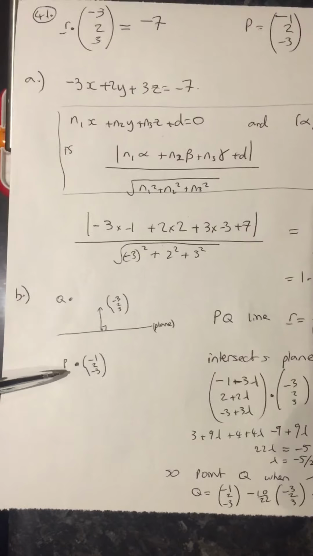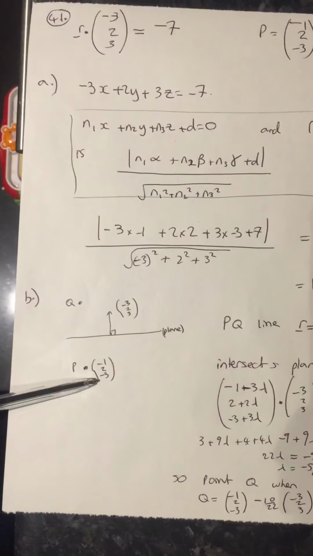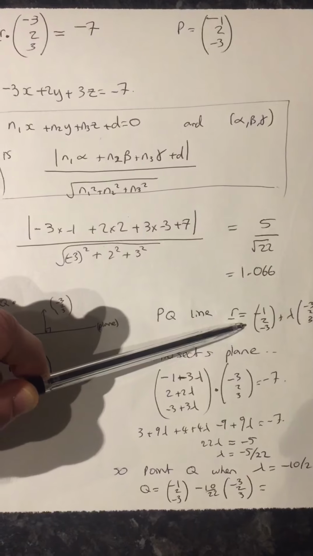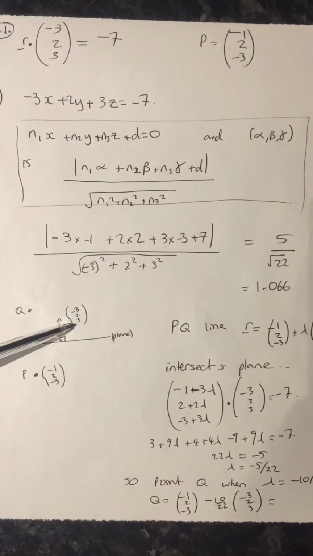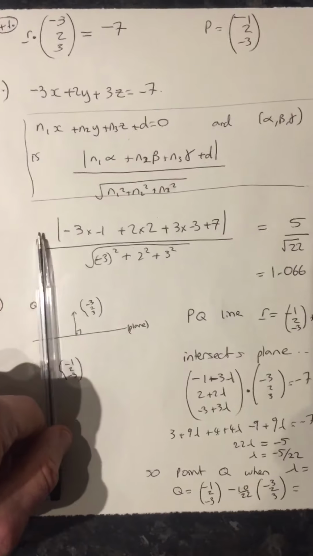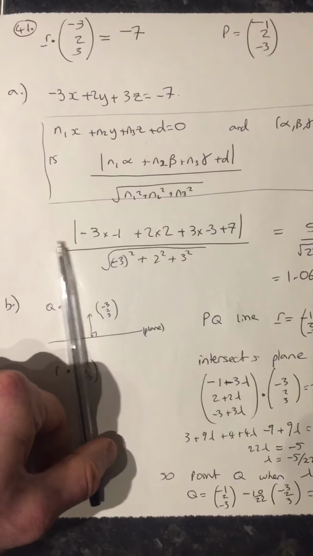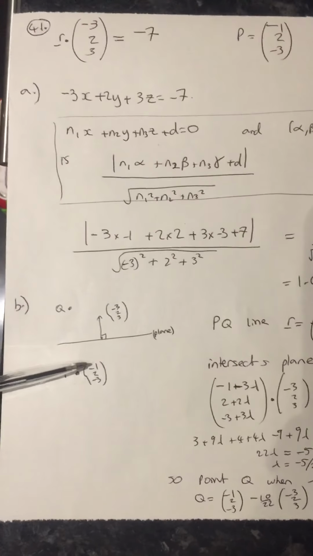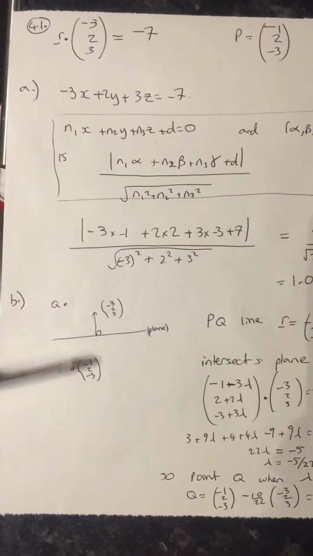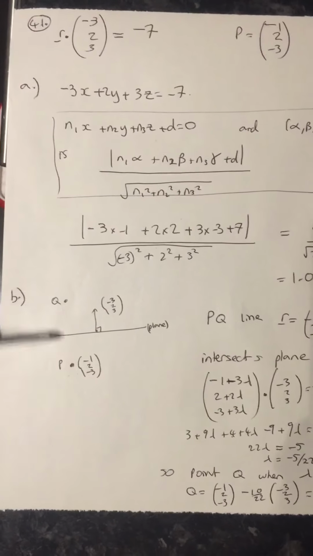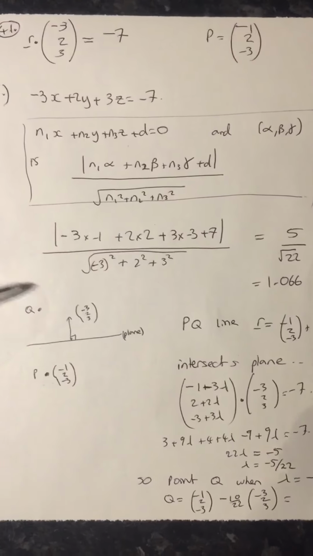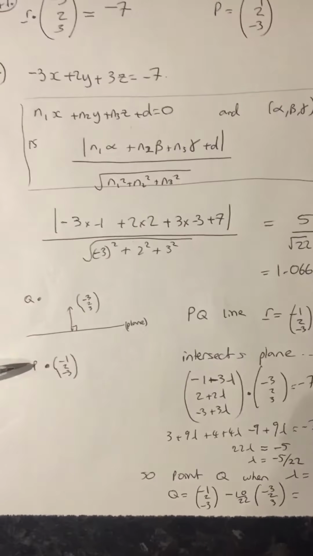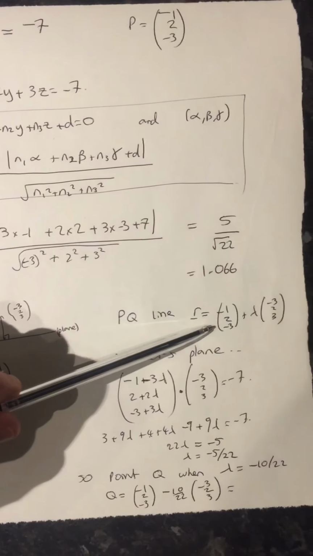So, the equation of the line PQ, well, I know it goes through this point, and I know it's going to have the same direction that the normal vector has, because this line is always going to be perpendicular to the plane. If I'm reflecting a point in the plane, it's always going to get reflected in a line that's perpendicular to the plane. So the equation of the line PQ is this.